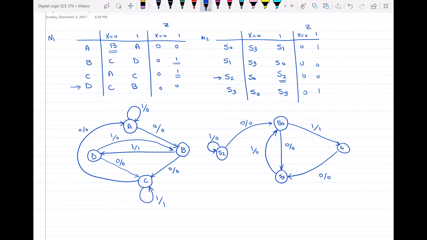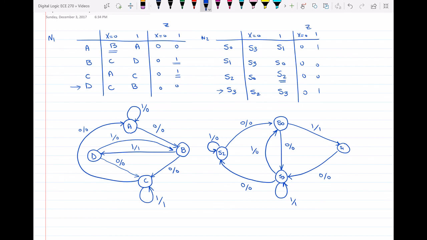And the last state that we're going to look at is S3. So if we are at S3 and X is equal to 0, we're going to go to S2. So 0, 0. And if X is equal to 1, we're going to go all the way to S1. Oops, we have to stay at S3. Sorry. So we have to stay at S3. So 1 and 1. All right.